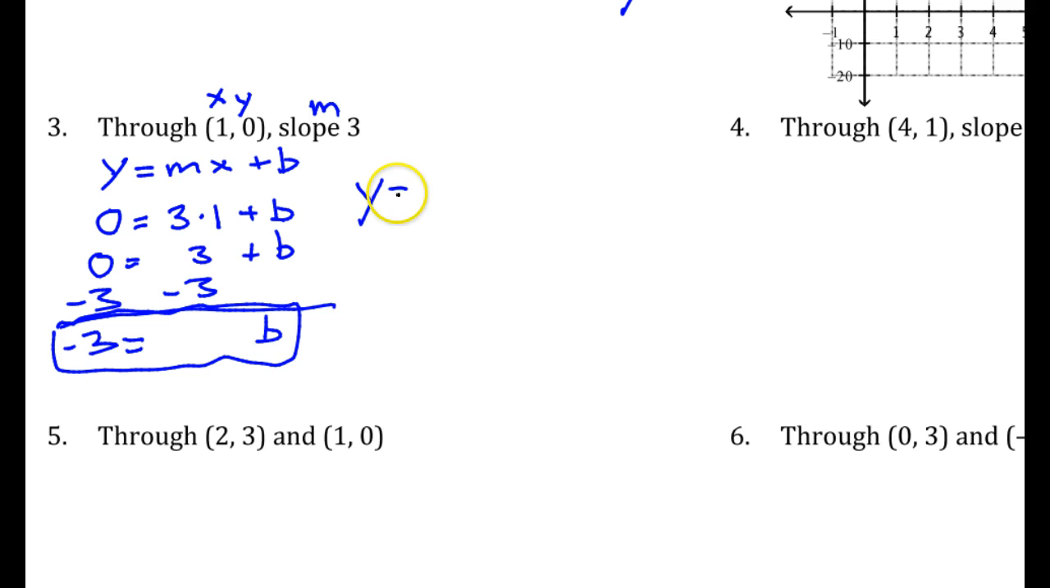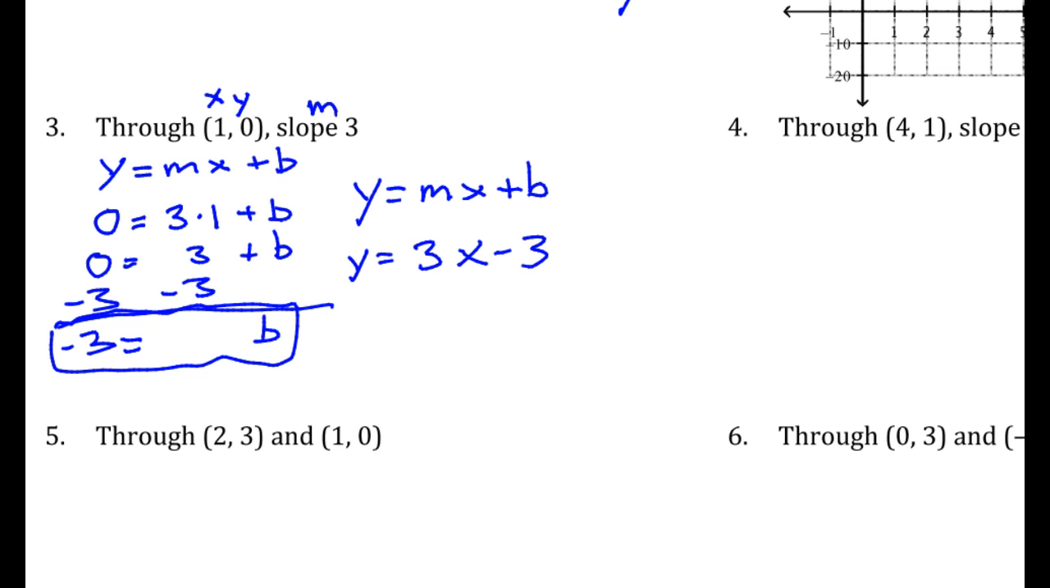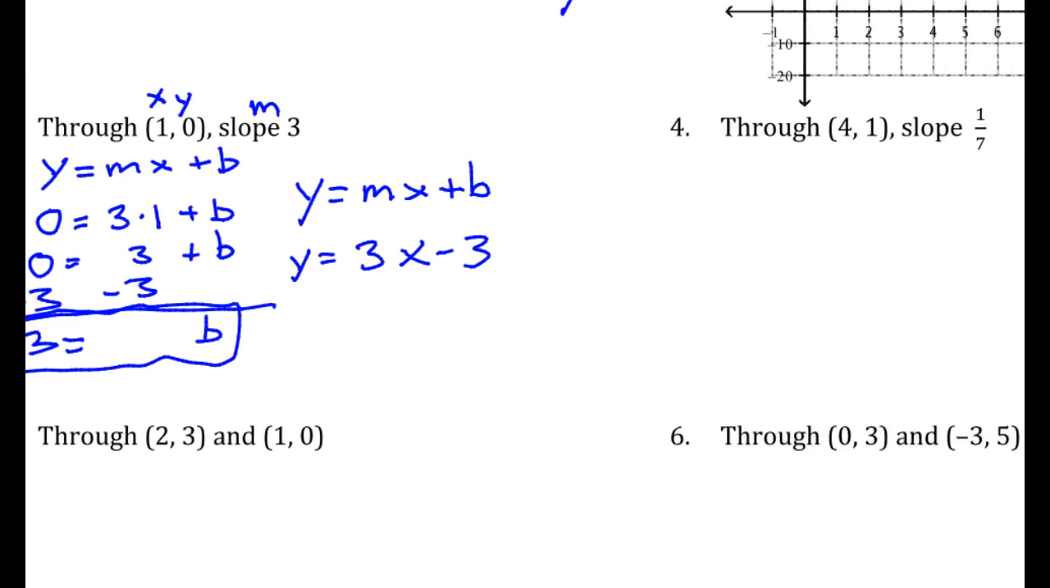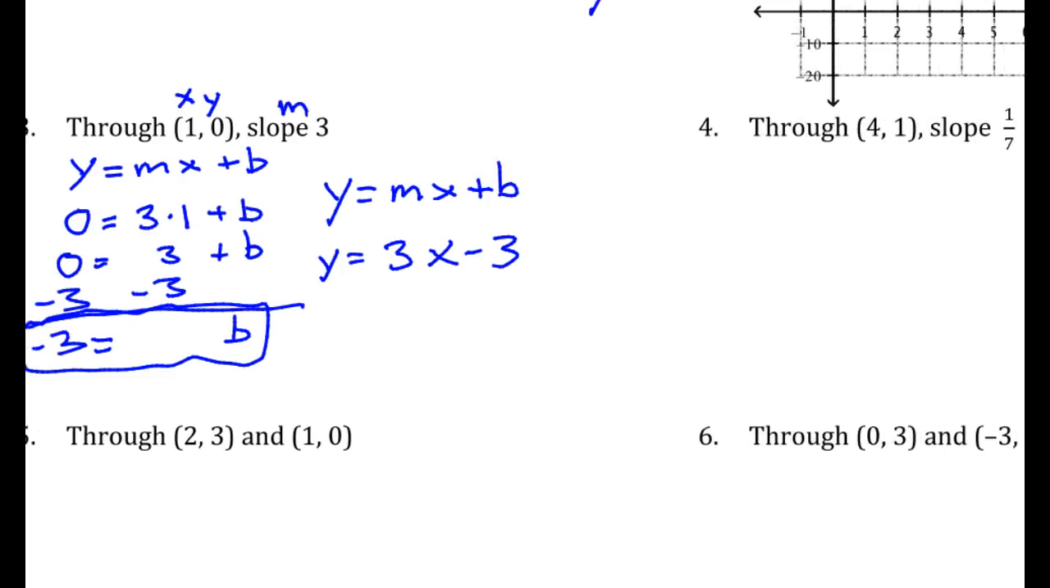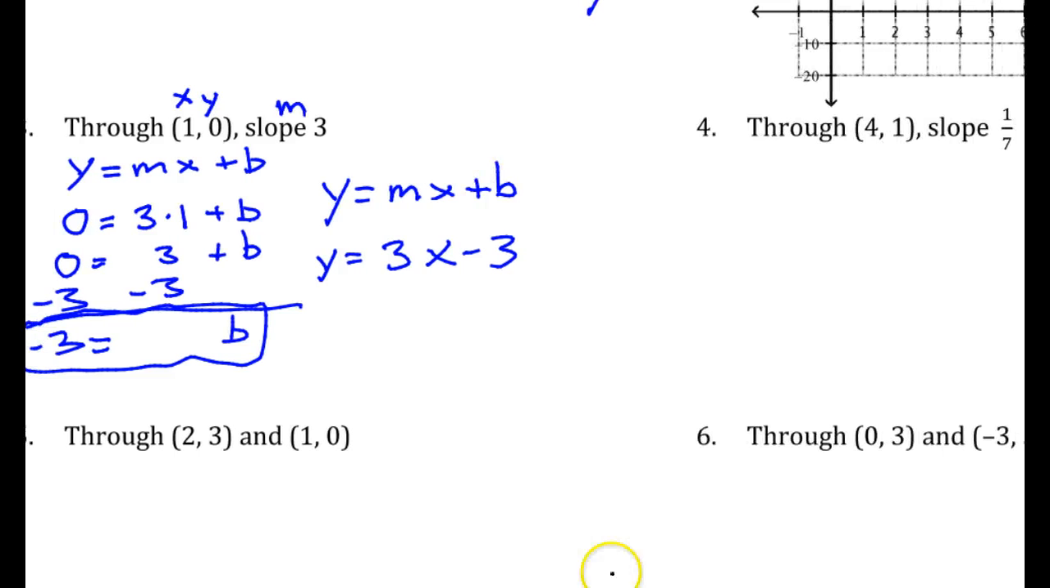So go back to your y equals mx plus b. Y equals m, we know is 3 because that's from the very beginning. And now we have b. Now you have an equation of the line. Now you're done. Do that.